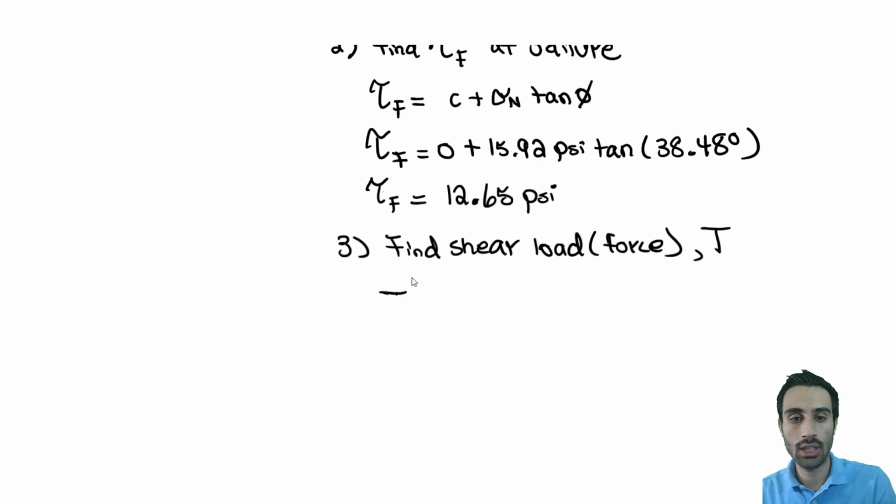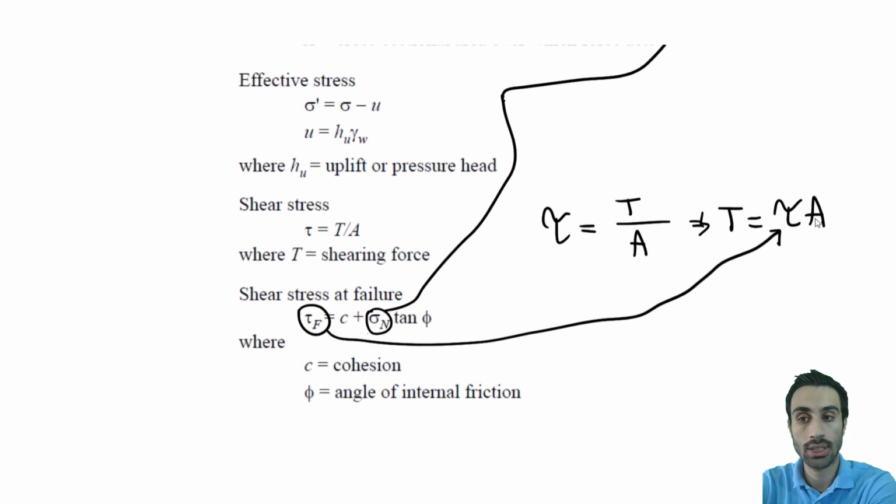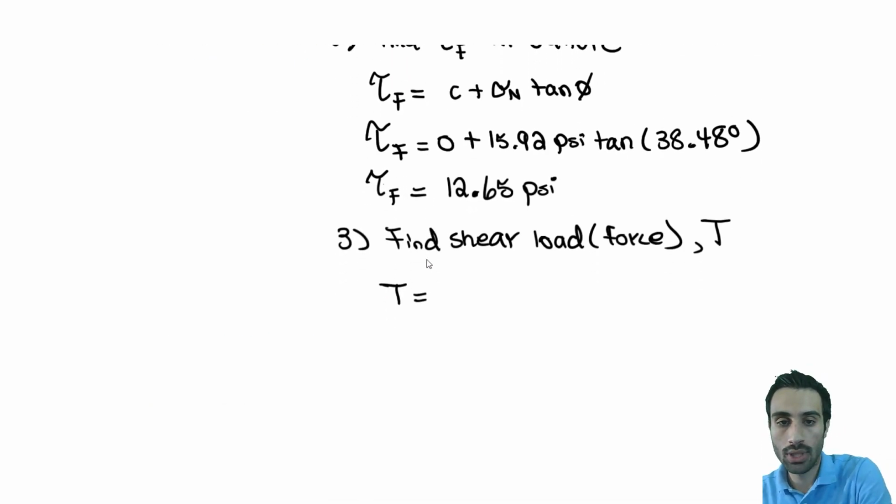So for that, T is going to equal what? We set it down there. The shear force is going to be the shear stress times the area. It's still the same cross-sectional area that's being loaded. In this case, it's going to be in shear. So we know this tau is going to be tau F at failure. So that's what we do for that one. So let me actually denote that. It's going to be tau F times the area.